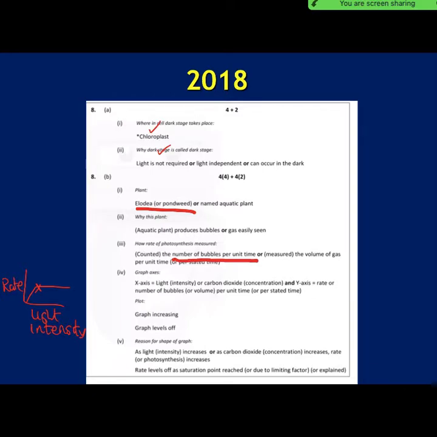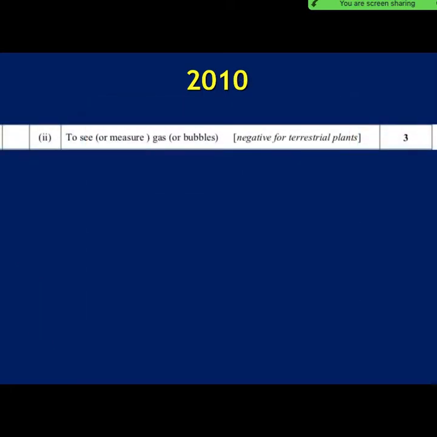And this is our reason for our shape of the graph. So it's the explanation. Okay. Happy with that. And then in 2010, just wanted to see why you used your Elodea. It was only one part, so it's a B part something. And that was because we could measure the bubbles of oxygen.